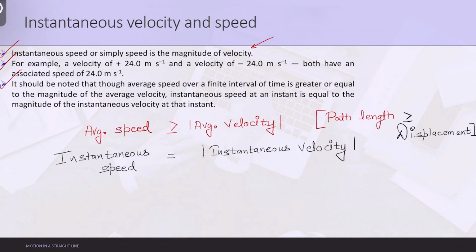Why is that the case? Because the path length will always be greater than or equal to displacement. If the path length is equal to displacement, then average speed will be equal to the magnitude of average velocity. And let us say displacement can be zero also.